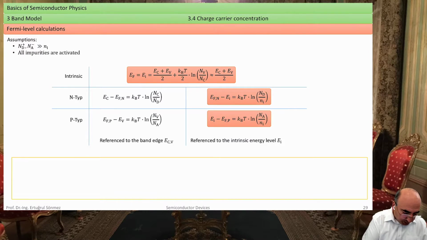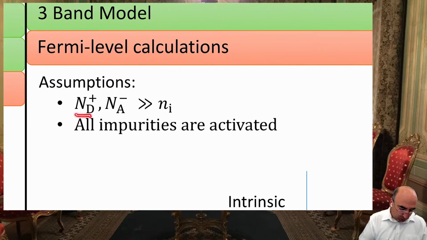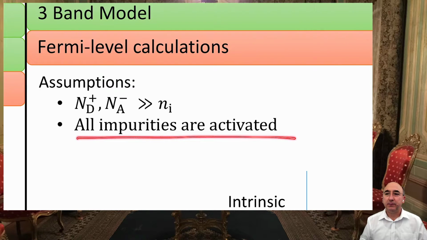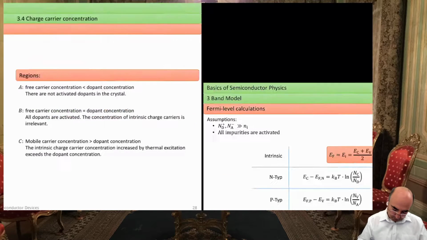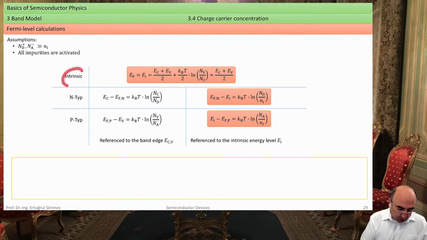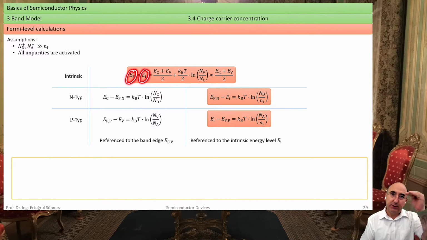Okay. So the assumption: the doping concentration, donators or acceptors, is much larger than the intrinsic one, and all impurities are activated. This is the assumption. I summarize some verbal expressions now by equations. For the intrinsic carrier concentration, the Fermi level is equal to the intrinsic level. It's the center between the conduction band and the valence band.